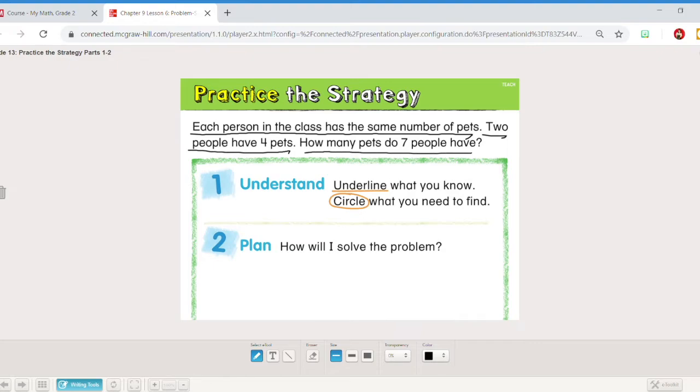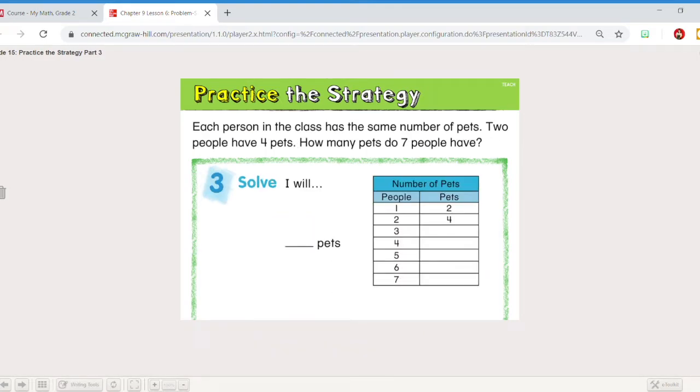How many pets do 7 people have? That's the question. So we're going to circle it. Oh, well, we're going to make a table to solve it. It looks like it got us started, which helps, it gave us a piece of extra information that wasn't in the word problem itself. We knew that 2 people had 4 pets together, and each person has the same amount of pets. The only combination that would make sense is that each person has 2 pets.